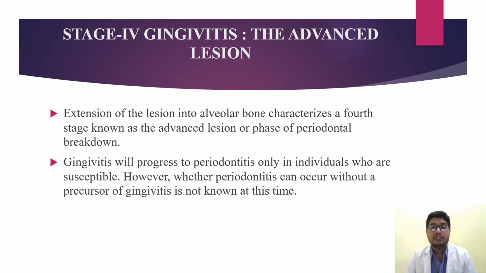So coming to stage 4, that is the advanced lesion. The extension of the lesion into alveolar bone is the advanced stage, and this fourth stage is known as the advanced lesion or phase of periodontal breakdown. Gingivitis will progress to periodontitis only in individuals who are susceptible. However, whether periodontitis can occur without a precursor of gingivitis is not known at this time.